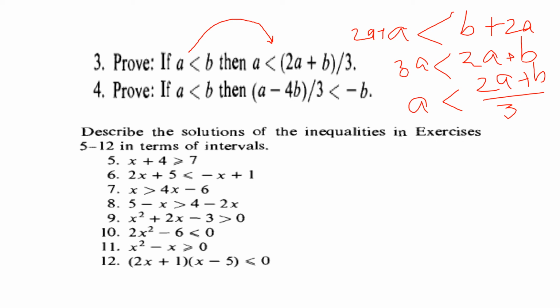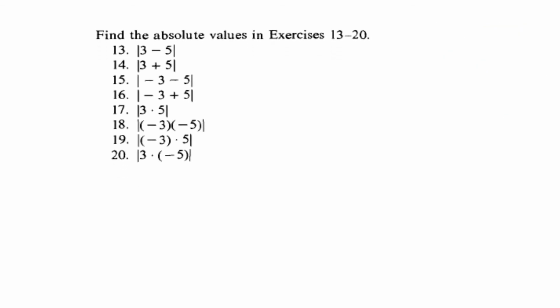Here are some very easy inequalities. Try to solve this exercise. Find the absolute value in this problem. You just have to solve what is inside the absolute value first and then apply the absolute value to that number. For example, here you have minus 2 and the absolute value of minus 2 is always 2. So this is the answer. Similarly, you can solve the other problems.